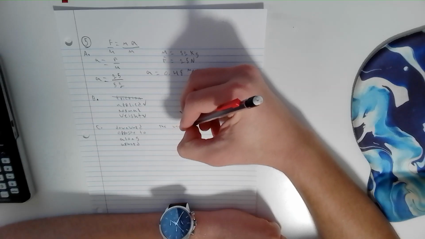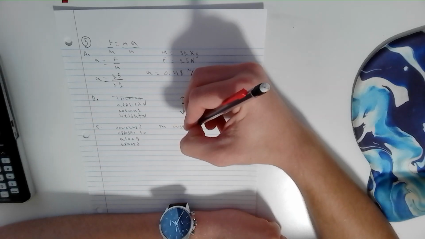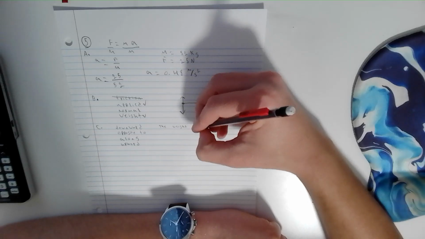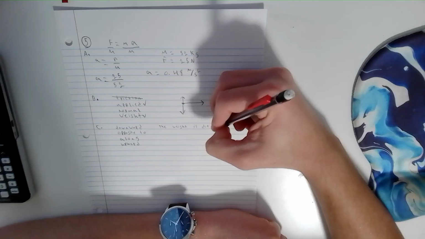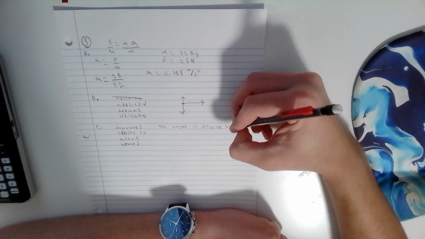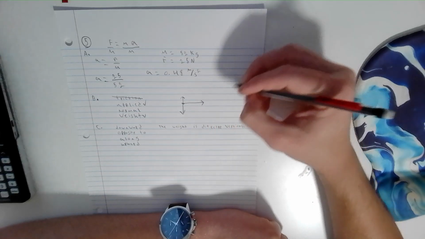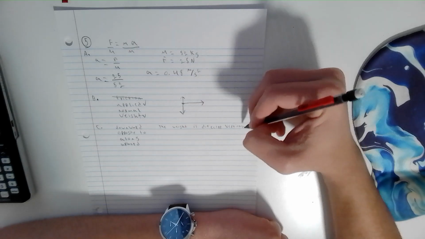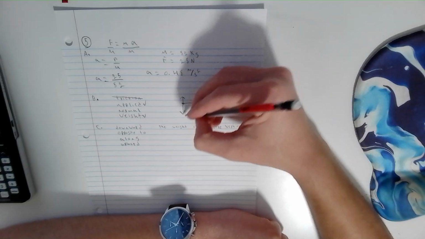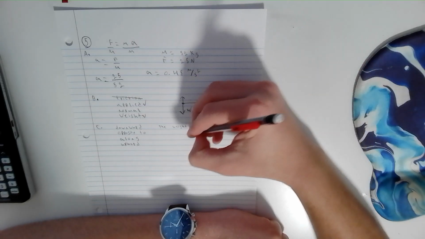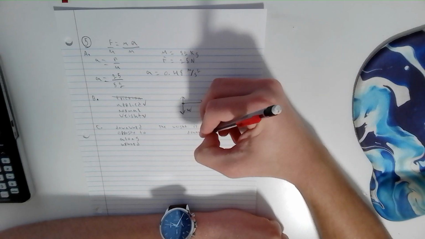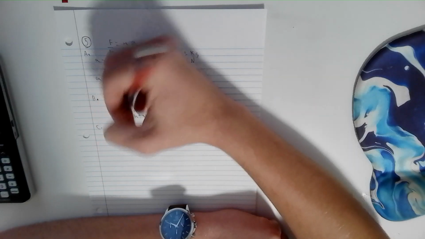All right, so the first sentence, the weight is directed vertically, and then there's a blank. So the weight is directed vertically, and that is downward. The weight is downward. So downward. All right, so we can cross that out.